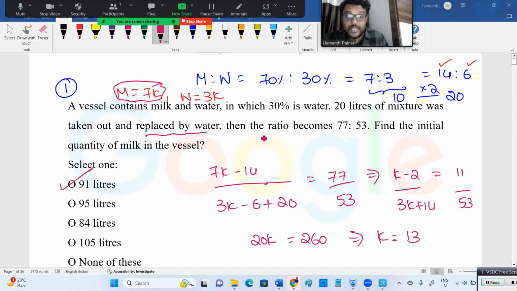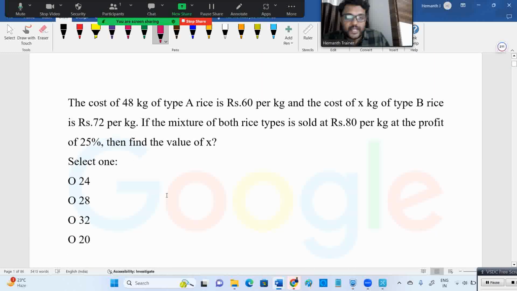So initially 30% water means the remaining 70% is milk. 7 is to 3, 7 plus 3 is 10. You have a total of 20 to remove, so 10 liters means 7 liters milk and 3 liters water. I want to remove 20, so I am doubling it, and then 14 liters milk out, 6 liters water out. And why plus 20? They're adding water. Understand it. Milk and water after that removal and replacement is 77 with respect to 53. Right. Now see the second question.